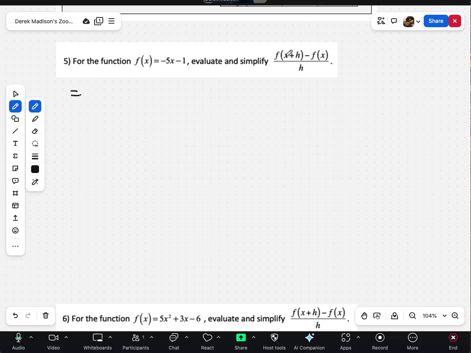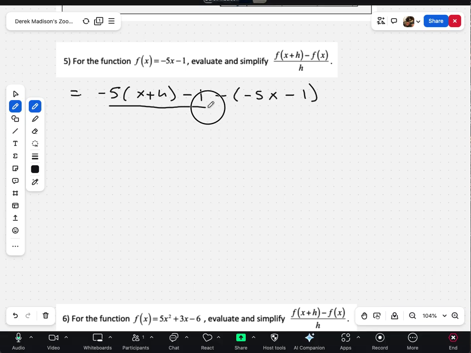So f evaluated at x plus h. That means everywhere there's an x is going to be replaced by an x plus h. So if you think about it, if this said find f of 7, we put a 7 right there for x. But instead of a value, it's saying x plus h, so x plus h goes in for that x. And then -1. So that right there is f of x plus h. And then we are to subtract the original function, f of x. So very important that you get those parentheses there so that you get all of the terms subtracted, not just the first one.